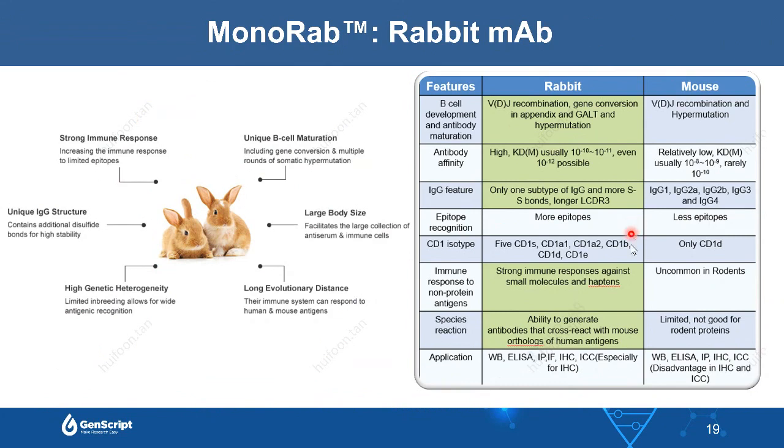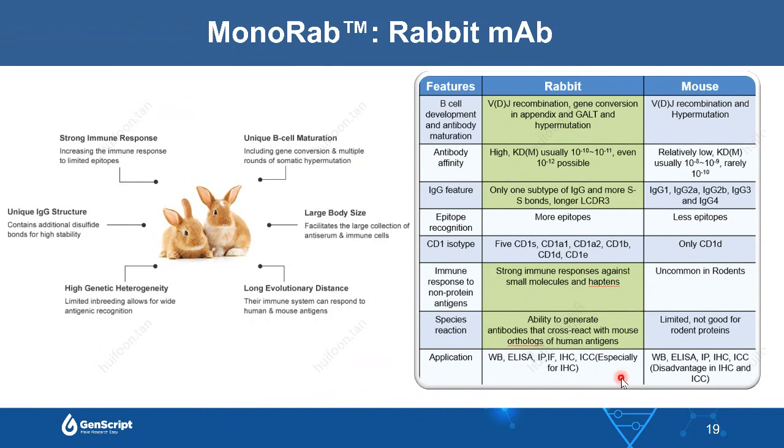The antigen-presenting cells in rabbits have many CD1 isotypes, which create a robust immune system. Other than that, rabbits are able to mount a strong immune response against small molecules and haptens, which is uncommon in rodents. Rabbit-generated antibodies are able to cross-react with mouse orthologs of human antigens. However, mouse is limited and not good at recognizing rodent proteins.